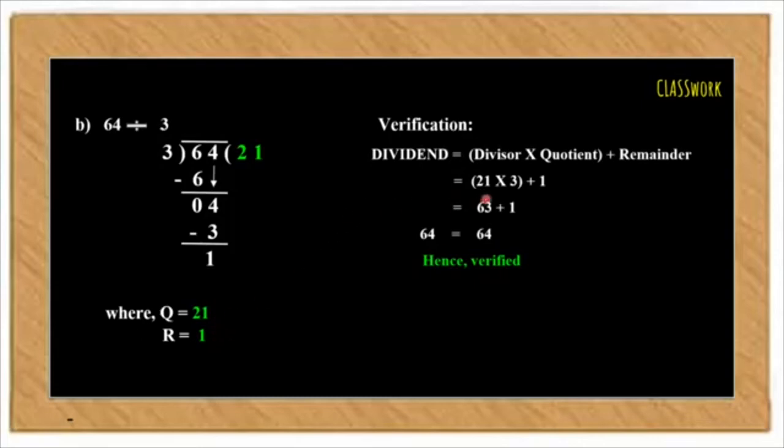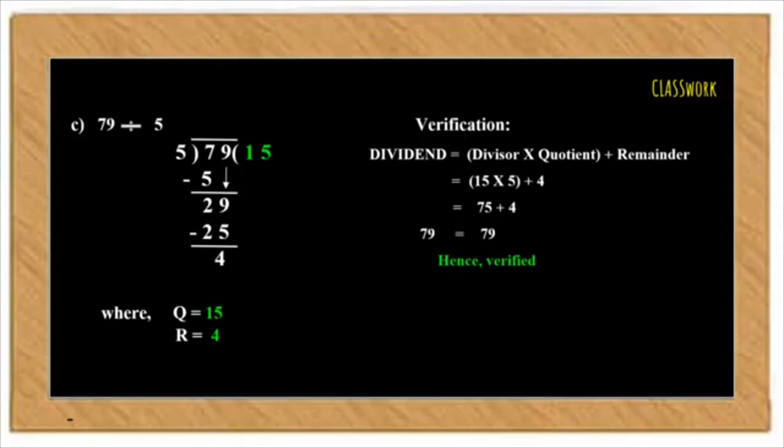On putting these values in the formula of verification, which is dividend is equal to divisor multiplied by the quotient plus remainder, we get 21 multiplied by 3 plus 1. When we multiply in the rough column, children, we get 63 as the answer plus 1, which is 64. This answer is nothing but the original dividend which we have in the question. Therefore, we can say we have verified our method.